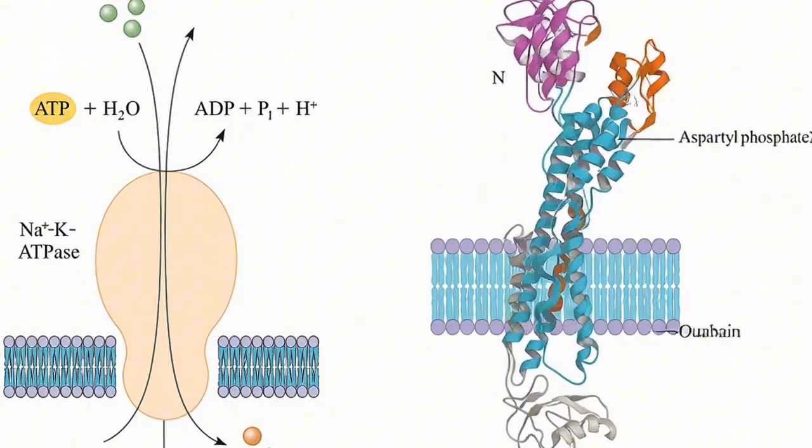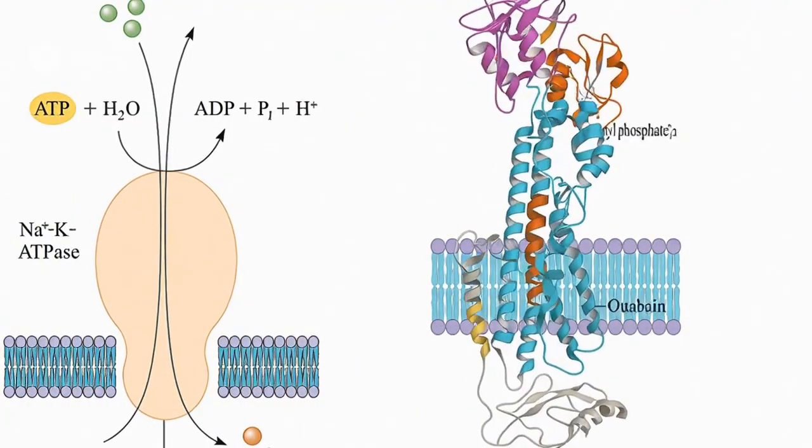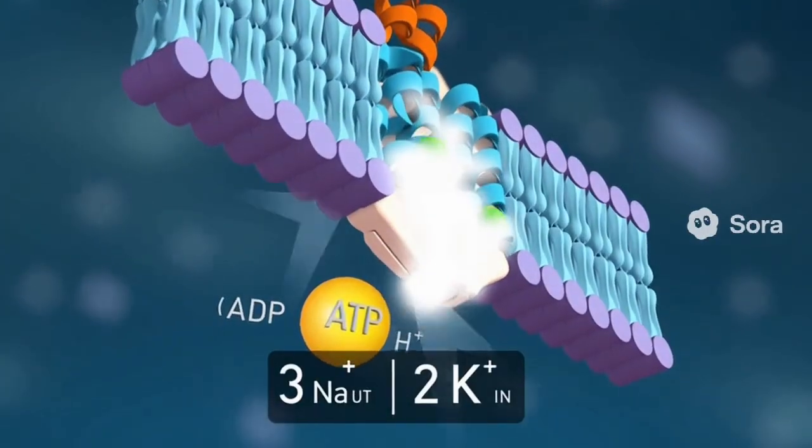The right side of the image shows the atomic structure of the Na K ATPase. It consists of 3 subunits: the large alpha subunit that performs ATP hydrolysis and ion transport, the beta subunit, which stabilizes and positions the complex in the membrane, and a smaller gamma subunit that modulates activity.